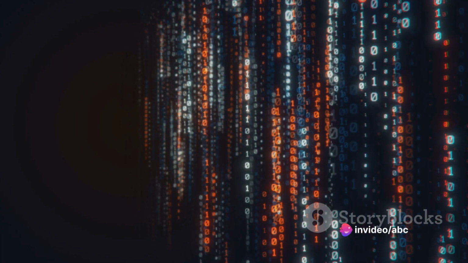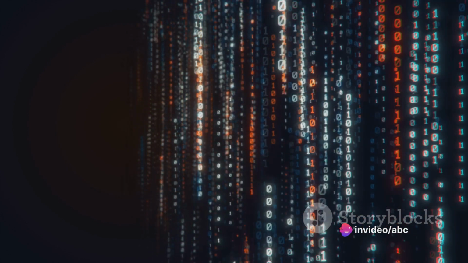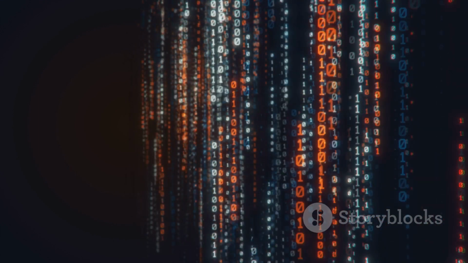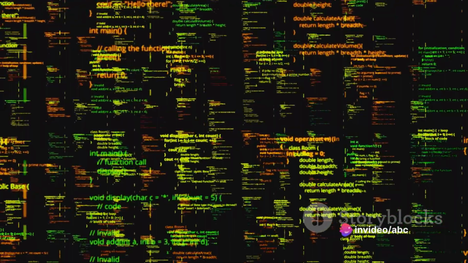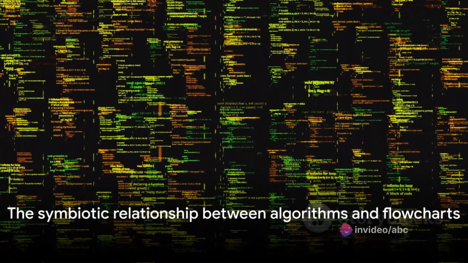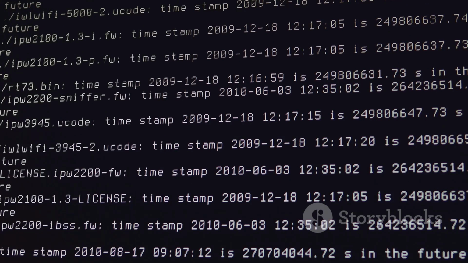Flowcharts, on the other hand, are visual representations of the sequence of steps and decisions needed to perform a process. They use different shapes to represent various types of steps or actions, making them a powerful tool for visualizing algorithms, like our bubble sort example. The relationship between algorithms and flowcharts is symbiotic. Each step in an algorithm can be represented by a corresponding shape in a flowchart and vice versa.